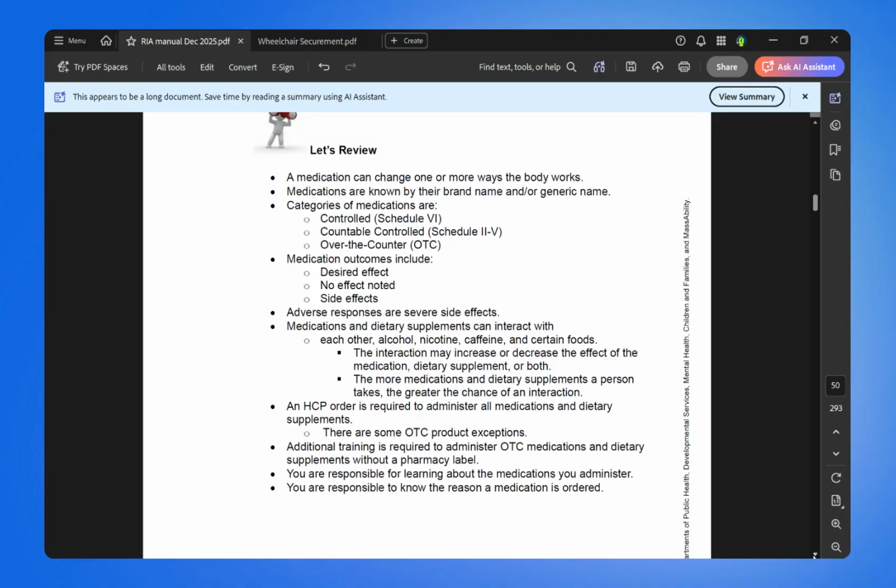But should there be some kind of an emergency, we can train staff to get that additional training specific to that particular medication and that person. You're responsible for learning about the medications that you administer, and you are responsible to know the reason a medication is ordered.